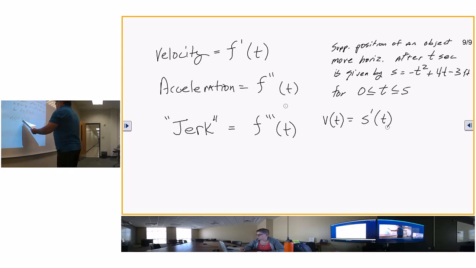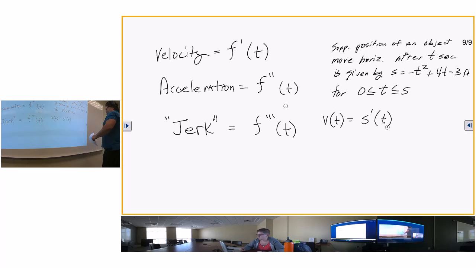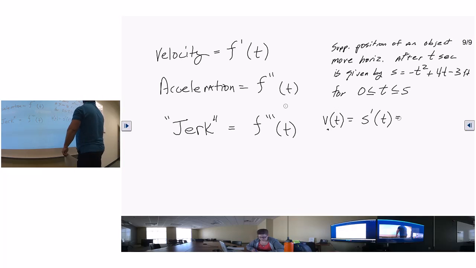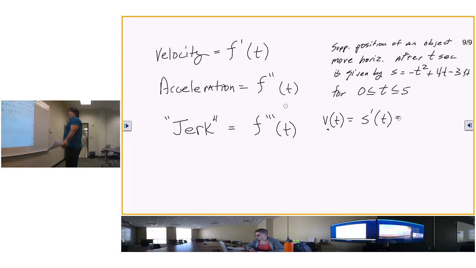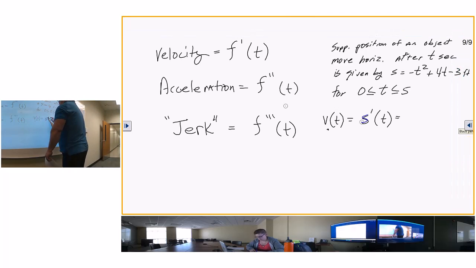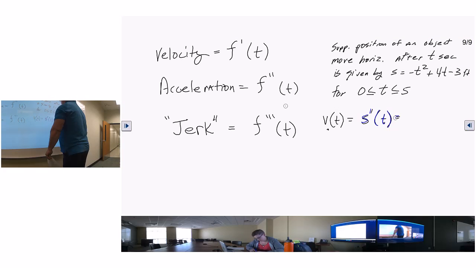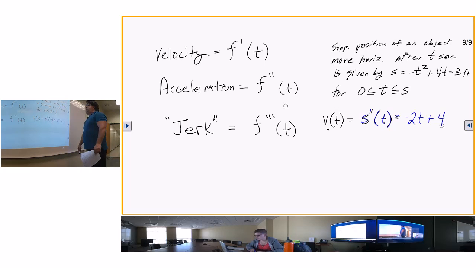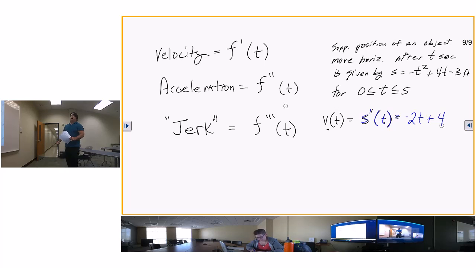Okay, this is the function in seconds, feet per second. They're just saying the velocity. The velocity is the first derivative of the position function. So that's going to be equal to, what's the derivative of negative t squared plus 4t? We're going to do this in blue. That's going to be s prime of t is equal to negative 2t plus what? 4. So now you've just found your instantaneous velocity.